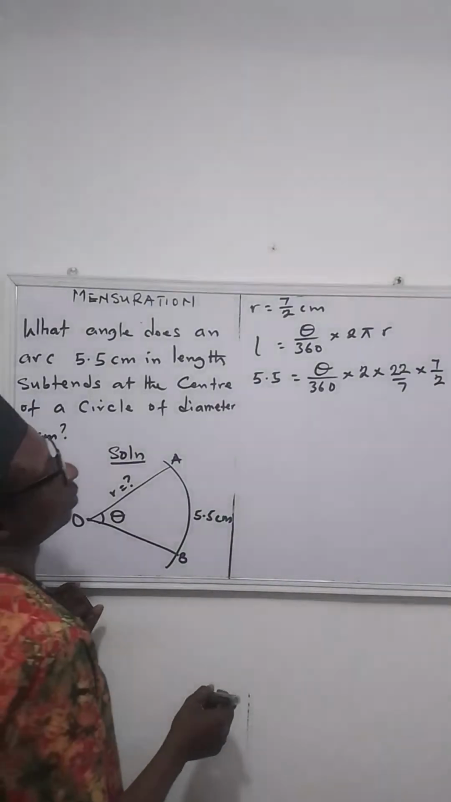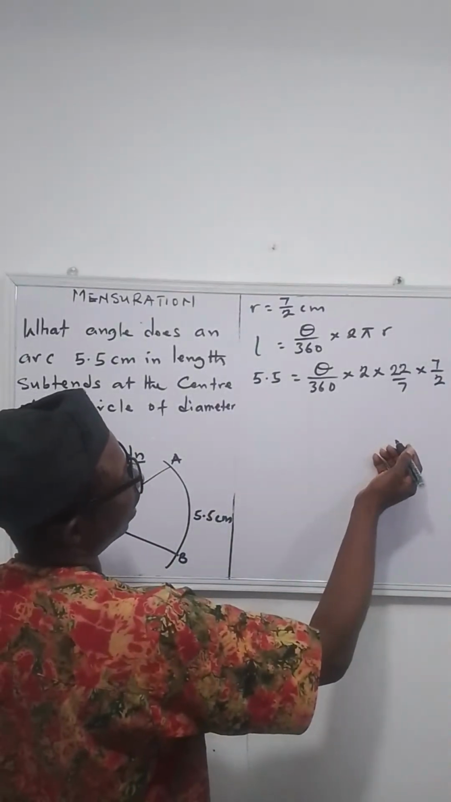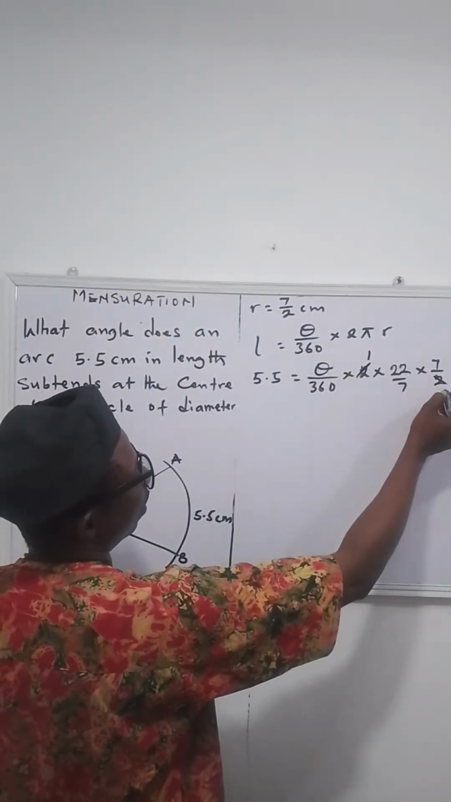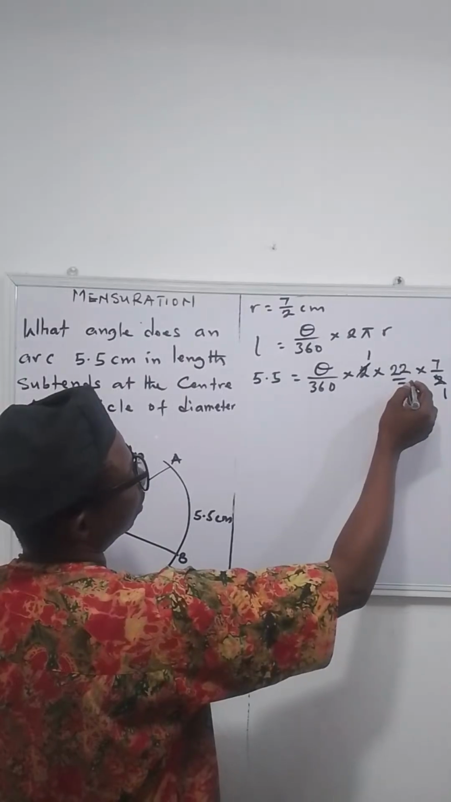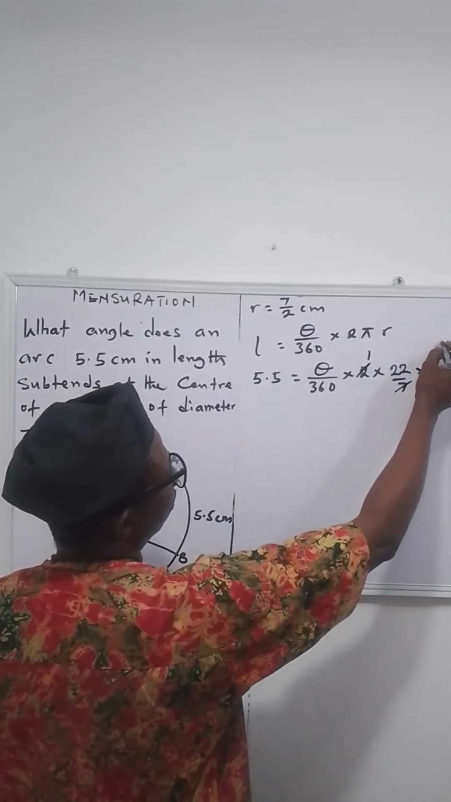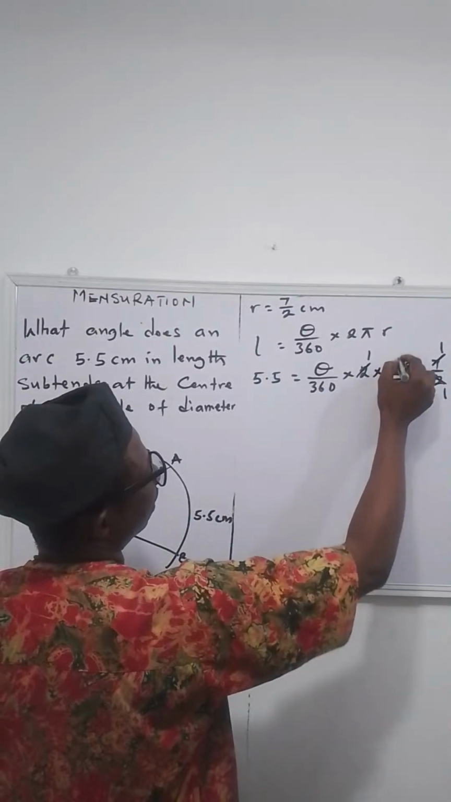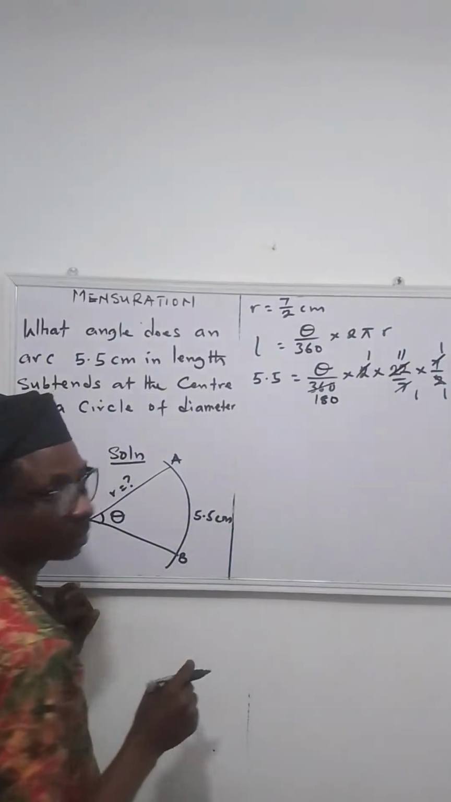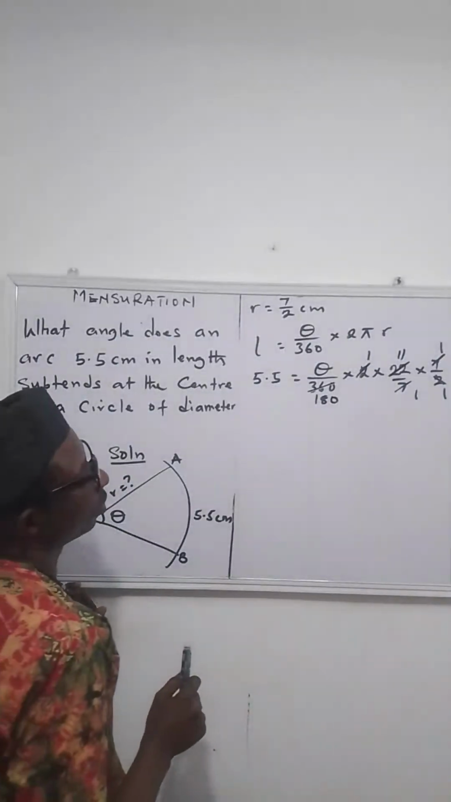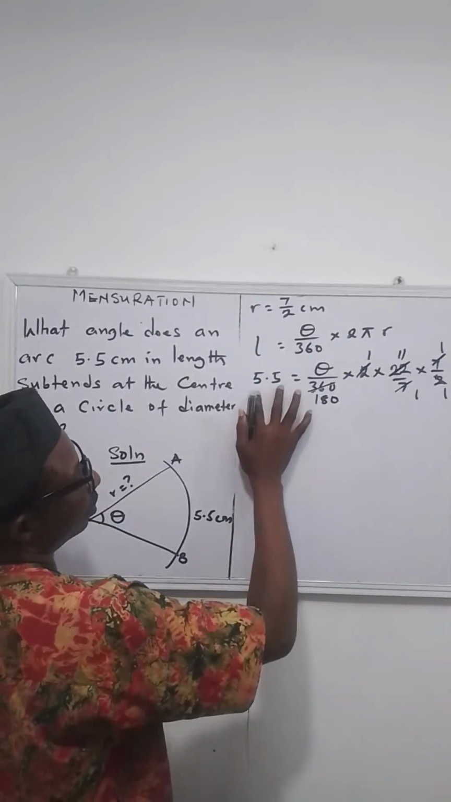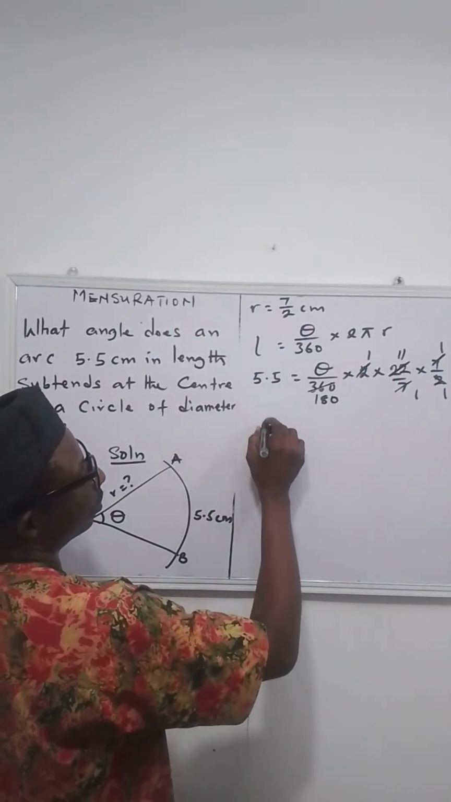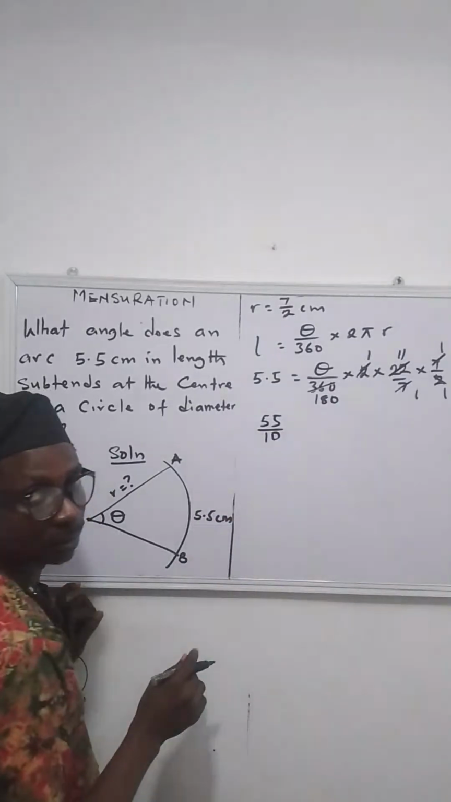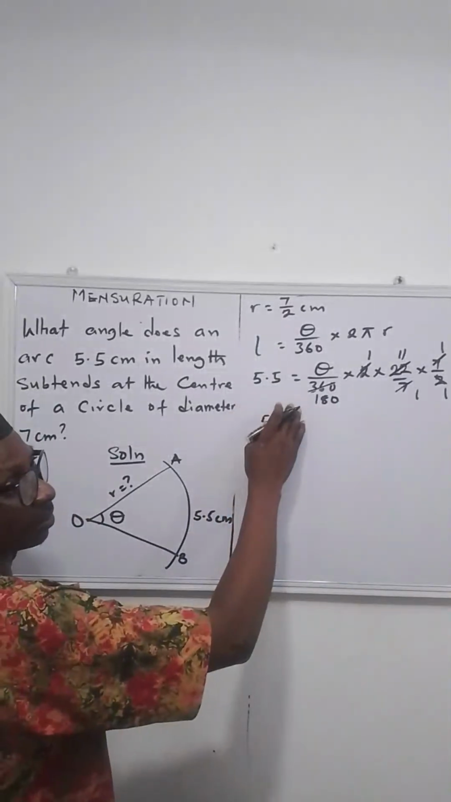Okay, now let's try and simplify. 2 goes here 1, 2 goes here 1, 7 goes here 1, 7 goes here 1. Now 2 goes here is 11, 2 goes here is 180. Okay, so now let us write this in fraction. So this is 55 over 10, which is the same thing as 5.5.